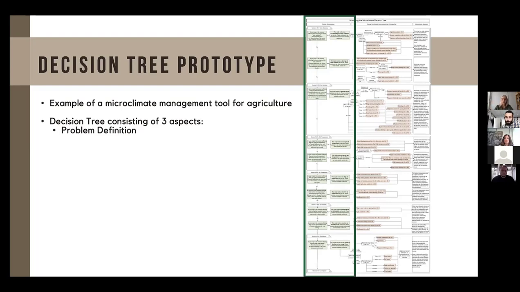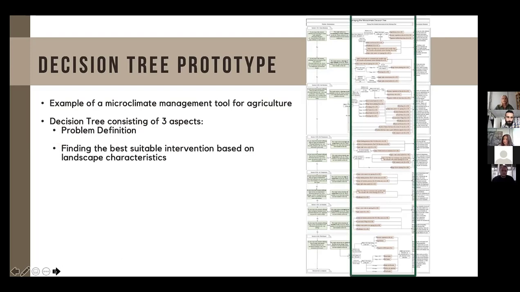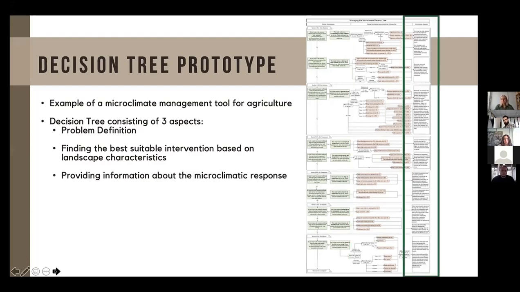The second aspect is what I talked about before, that it's required to find the best suitable intervention based on landscape characteristics. For example, you cannot recommend doing terracing when the slope is super stony or when there's too much sand. That will do more harm than good. And then we also think that such a tool should provide some extra information about the microclimatic response to enhance this learning cycle on microclimate management.